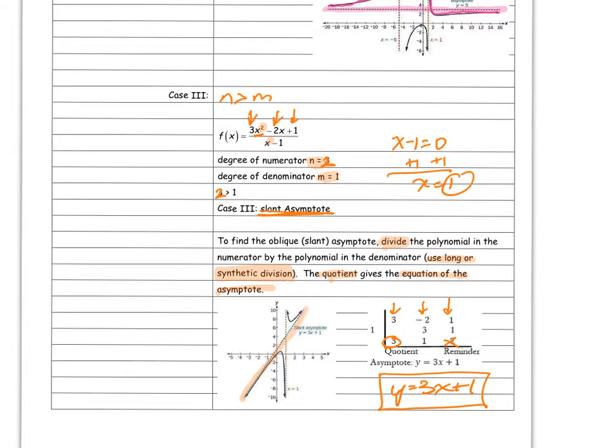Now I want you to be aware of the fact that sometimes I might not get a line. I may end up with a quadratic. I may end up with a cubic.